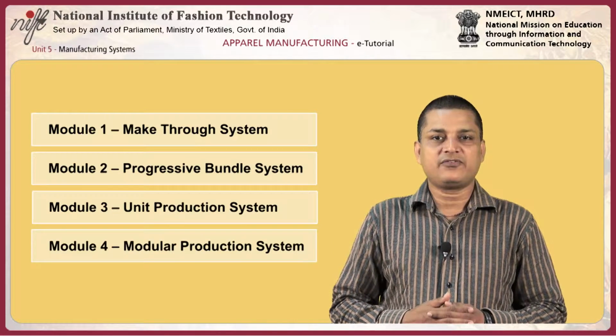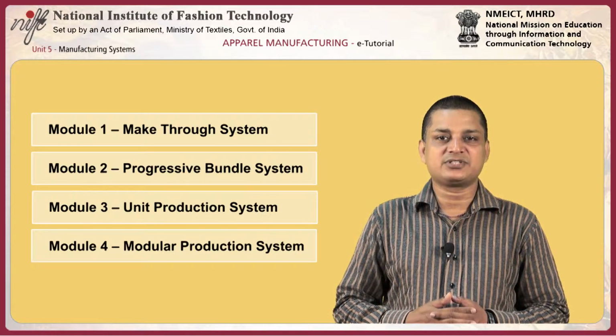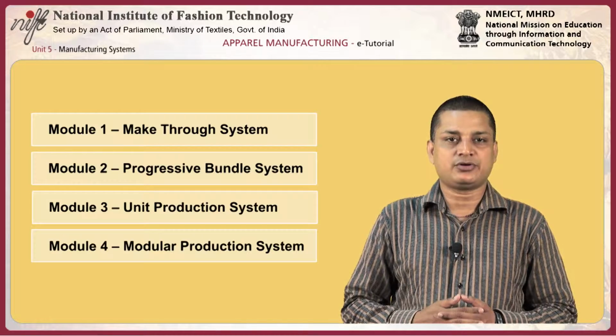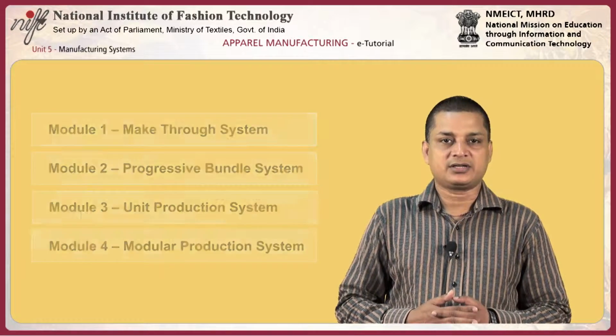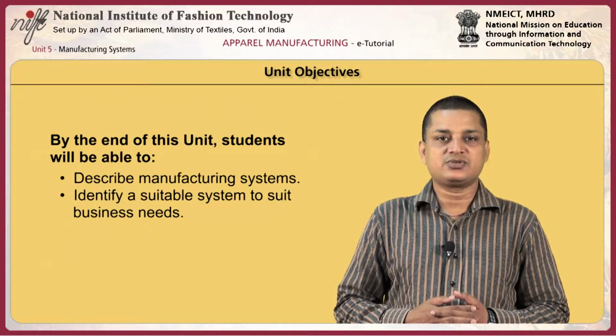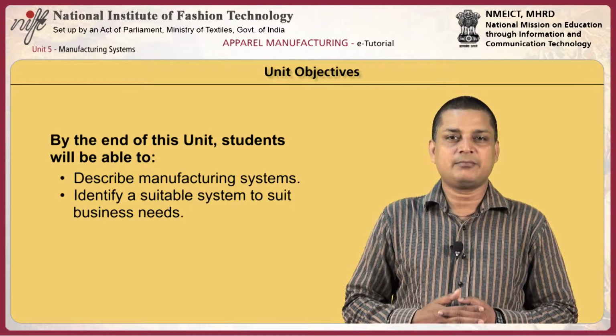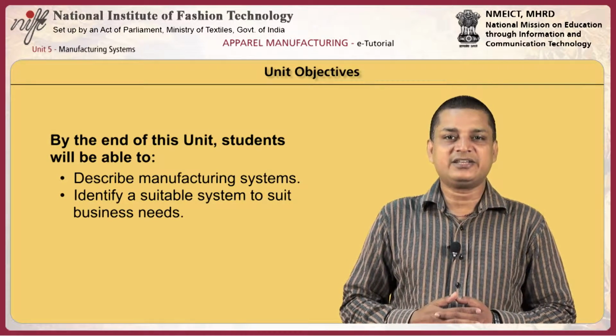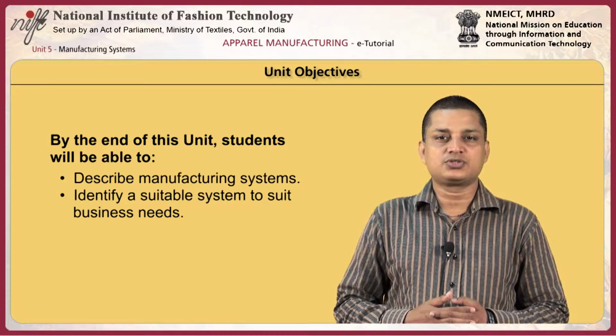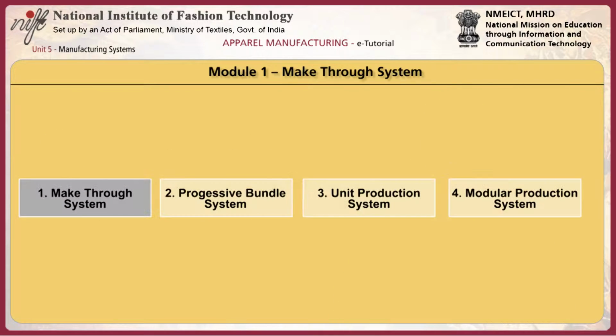This unit comprises 4 modules and a final review section that invites you to reflect on what you have learned. By the end of this unit, students will be able to understand manufacturing systems and identify a suitable system to suit business needs. We will begin by learning about the make-through system.